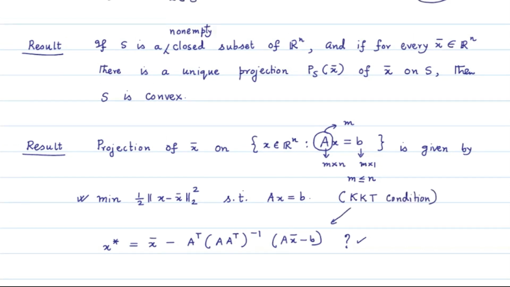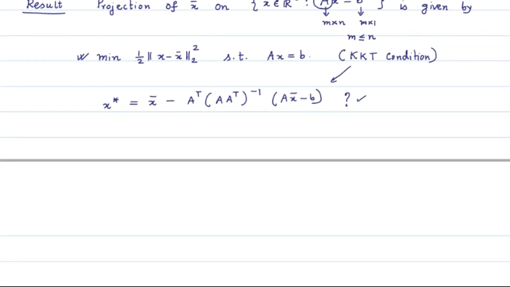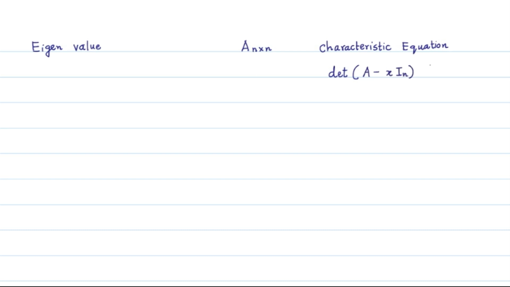Now next we shall describe the final topic of this lecture, that is the topic of eigenvalues and eigenvectors of a square matrix. By an eigenvalue or a characteristic value of a square matrix of order n by n with all entries real, we mean a root of its characteristic equation. By the characteristic equation of the matrix A, we mean the equation determinant of A minus x I_n, where I_n is the identity matrix of order n, is equal to 0. Here x is a real variable.